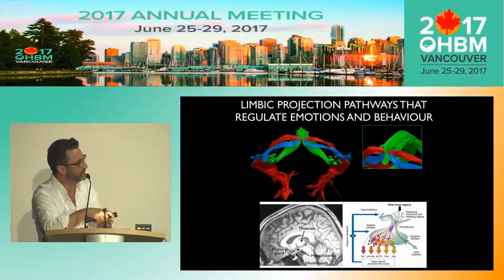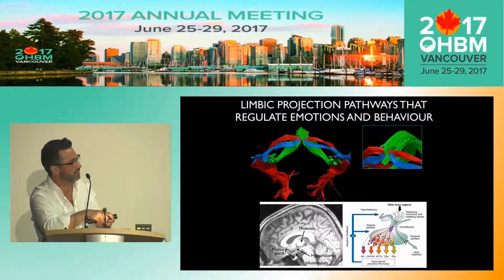The blue ones, so the red ones are the anterior commissures. Below the anterior commissure, you got these connections coming from the amygdala and going to the septal nuclei. Then you got the green streamlines from the fornix, again from the hippocampus going to the septal nuclei.